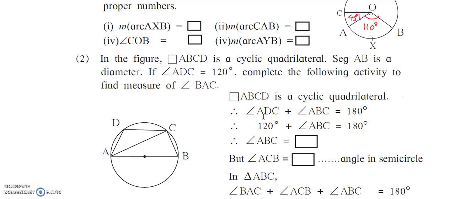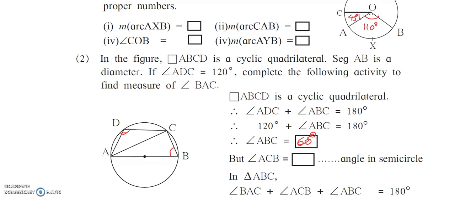What's happening? The sum of the opposite angles is equal to 180. That is, angle ADC plus angle ABC is equal to 180. Means what? The measure of this angle D and the measure of this angle B is equal to 180. Therefore, the measure of angle ADC, that is 120, plus the measure of angle ABC is equal to 180, and the measure of angle ABC is equal to 180 minus 120, and that is equal to 60 degrees. This is the first. What about the next?